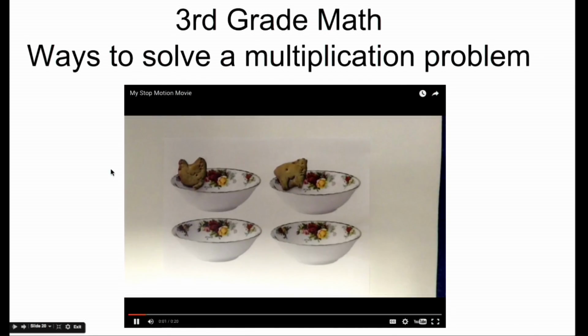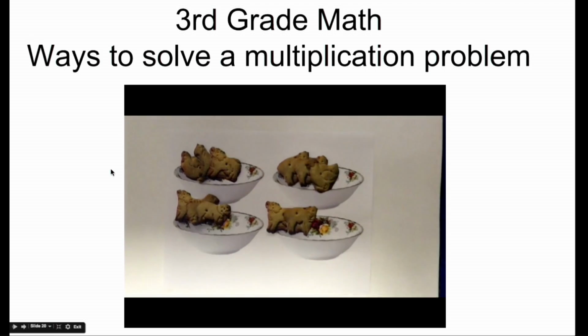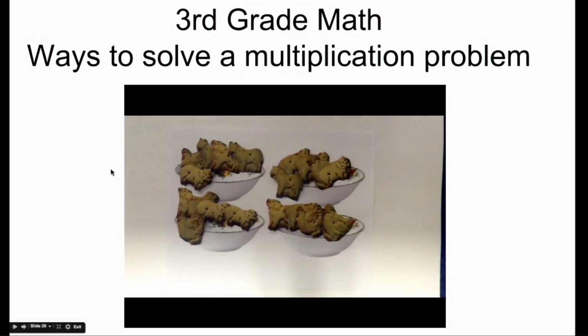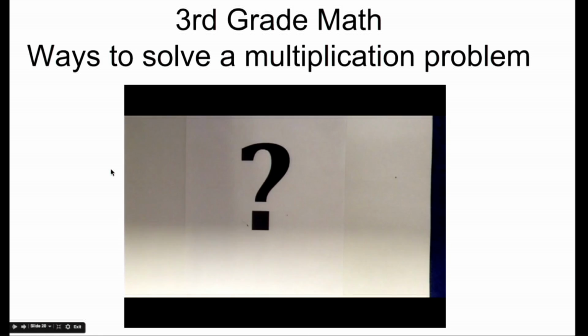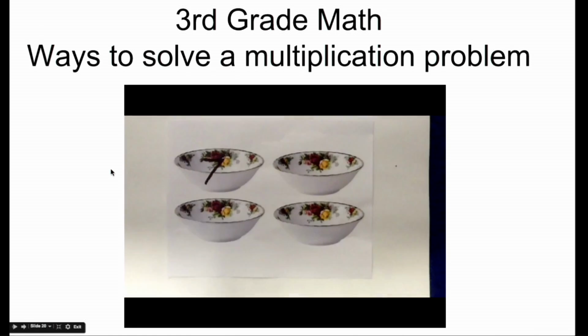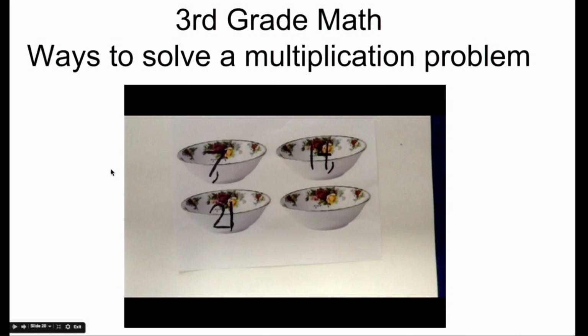All right, and then one more. Ezra has 4 bowls with 7 animal crackers in each bowl. How many animal crackers are there? You can solve this problem by using skip counting. 7, 14, 21, 28.